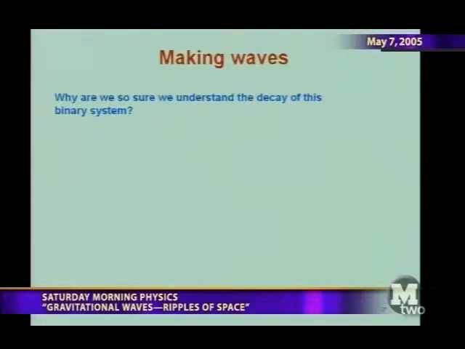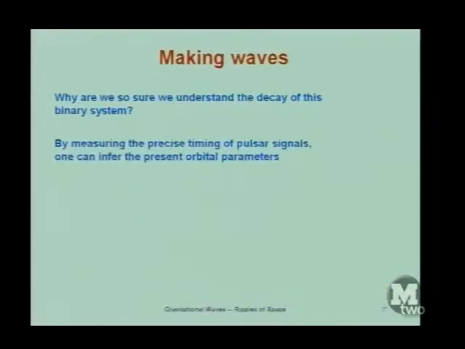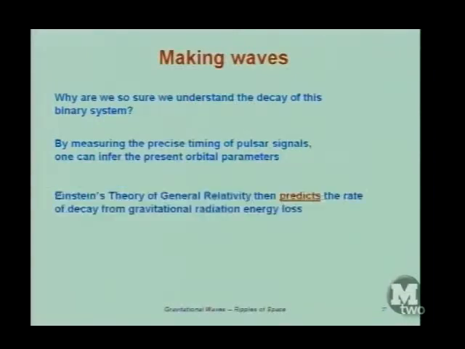So why are we so sure that we understand the decay of this binary system? Maybe we're making too big of a jump. Well, we can measure very precisely these pulsar signals and can infer the orbital parameters. Einstein tells us how to interpret that. His theory of general relativity predicts, absolutely, no fudge factors, what the gravitational radiation energy loss should be.